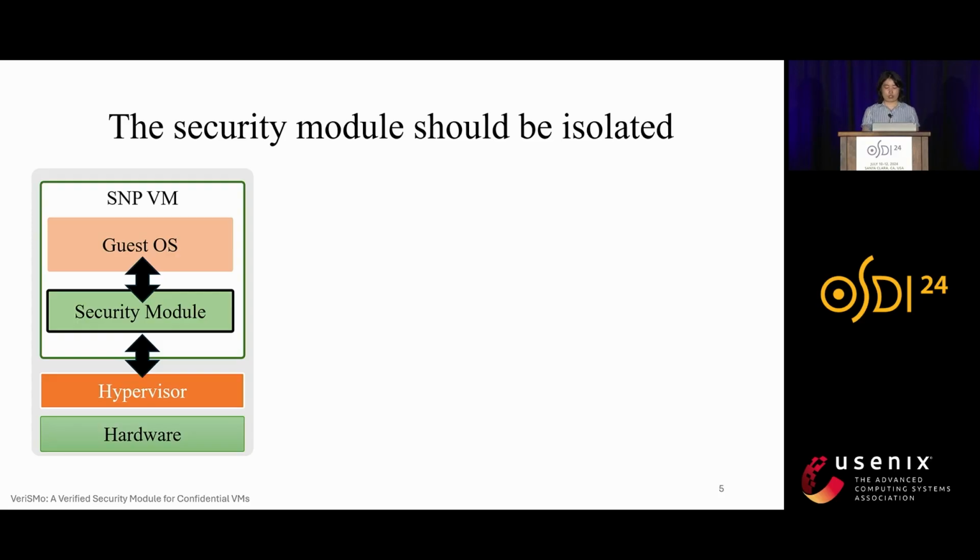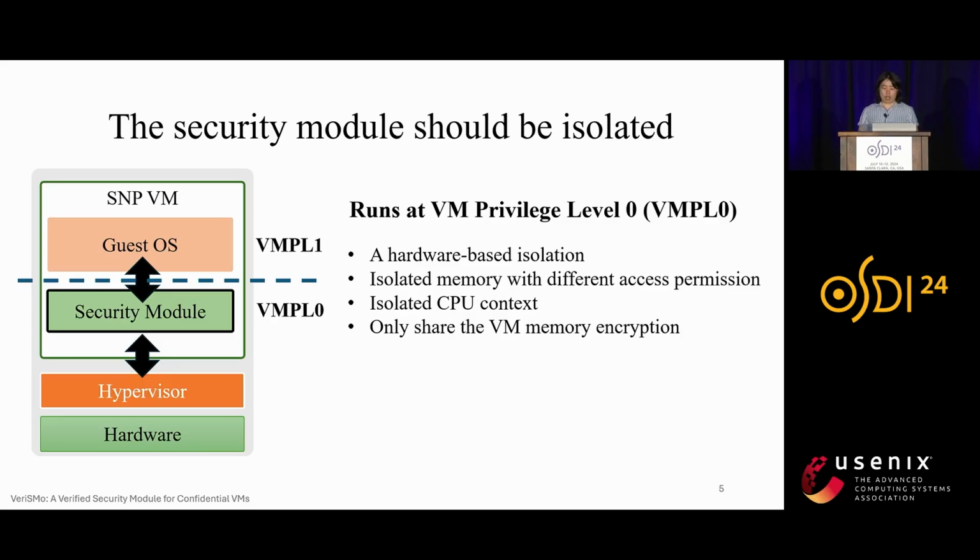Since the security feature is very critical, it's not reasonable to run the guest OS and security module in the same security domain. To isolate them, we utilize the VM privilege levels provided by AMD to run the guest OS and security module in isolated environments, so that they have isolated memory and CPU states, while only sharing the VM memory encryption keys to defend against hypervisor-based attacks.